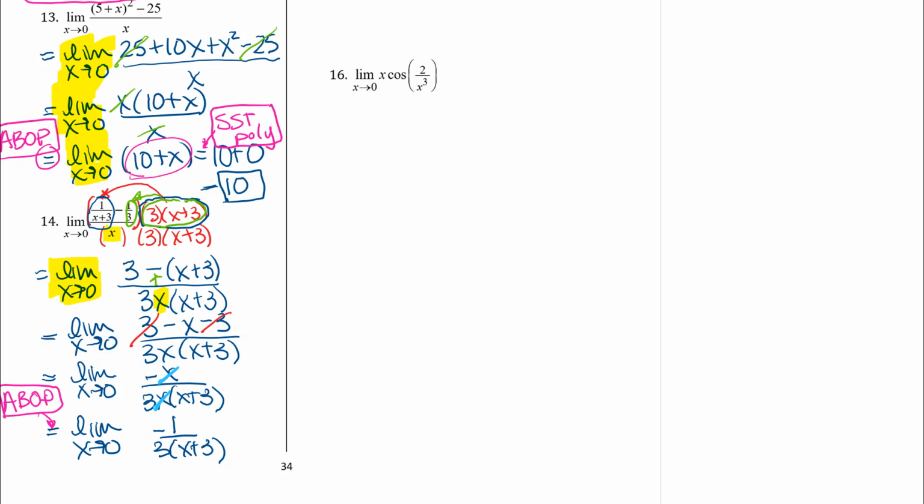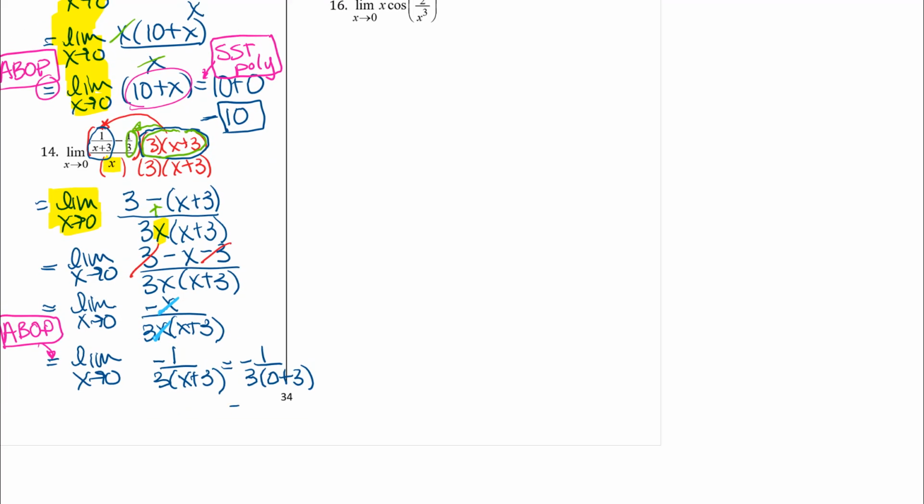All right, but that is helpful because now I am to a place where I have a rational function whose domain does include x equals 0. So I can finish this problem by just substituting in x equals 0. And so I'm using a substitution shortcut theorem to finish this one here. So I get negative 1 over 3 times 3 is 9. So negative 1/9.